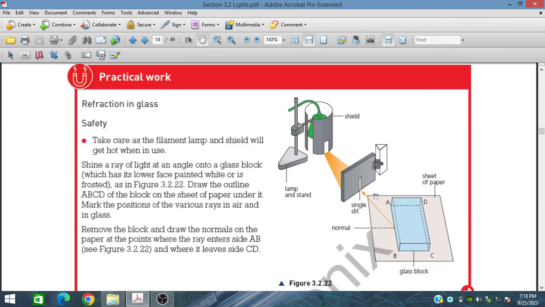So there are some precautions. Take care of the filament lamp, and the shield will get hot when it is used. So this is one of the safety precautions. And there are some other precautions that have to be taken for performing this kind of experiment or practical work, so that we get more accurate results.